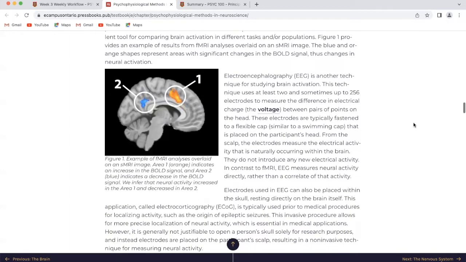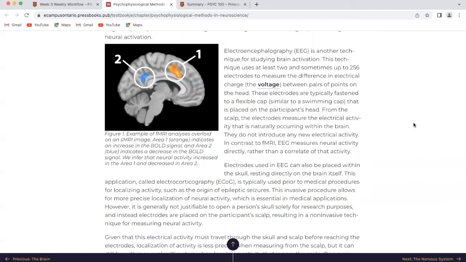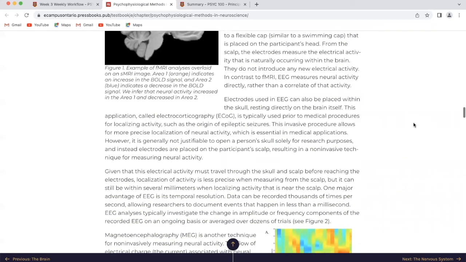EEG is another technique for studying brain activation. This technique uses at least 2 and sometimes up to 256 electrodes to measure the difference in electrical charge, the voltage, between pairs of points on the head. These electrodes are typically fastened to a flexible cap, similar to a swimming cap, that is placed on the participant's head from the scalp. The electrodes measure the electrical activity that is naturally occurring within the brain. They do not introduce any new electrical activity. In contrast to fMRI, EEG measures neural activity directly rather than a correlate of that activity.